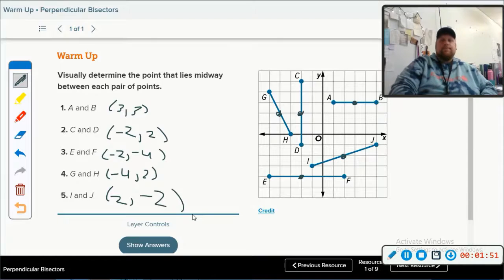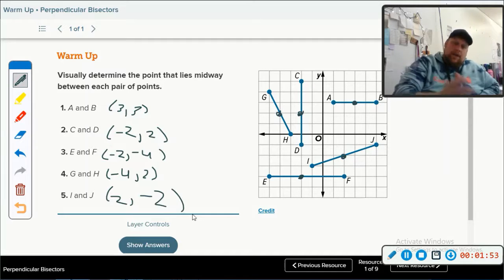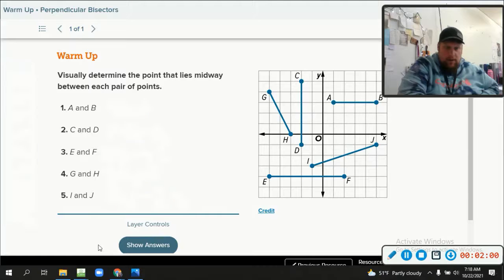Awesome. Make sure you understand those. We're just finding midpoints visually, marking down their points. Let's see if I was right. Oh, I have to exit out. You ready? You guys will be able to check me.